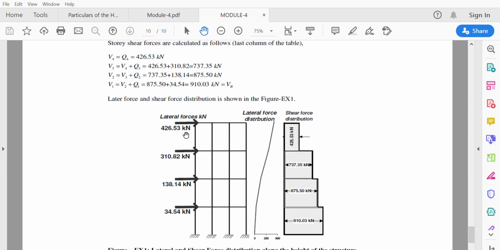Then here the first diagram indicates lateral force distribution. So 34.54 kilonewton for the first floor, similarly 426.53 kilonewton for the terrace floor. Then the diagram on the right side indicates shear force distribution. The shear force will be maximum at the base and it goes on decreasing, and it is minimum at the terrace floor. Okay, thank you.